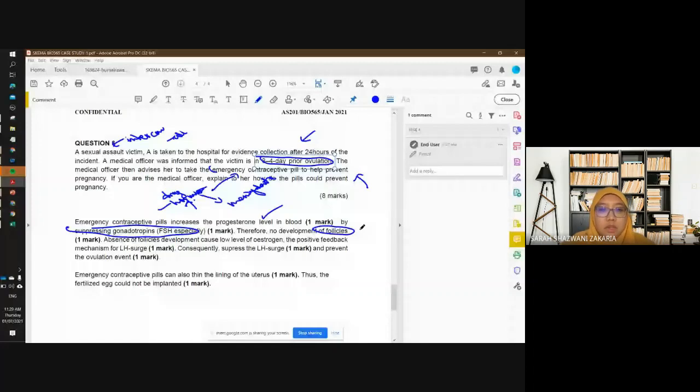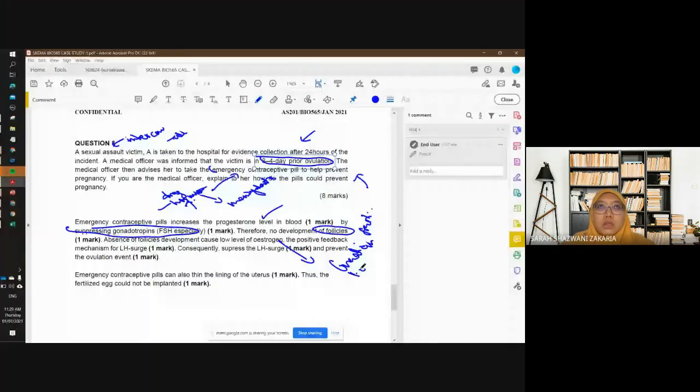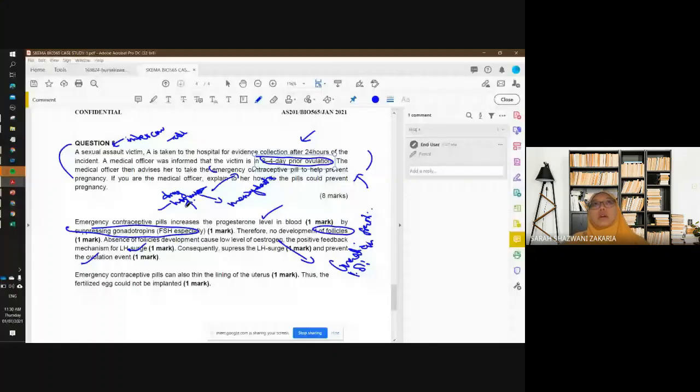The absence of follicle development, or the absence of the Graafian follicle, the most matured follicle, will inhibit the positive feedback of LH. Therefore, no ovulation will occur. So this is how you explain this example case study. You have to relate your understanding of the hormonal regulation, and you have to know what hormones the pills contain.